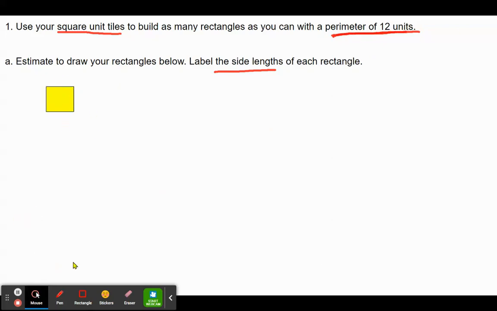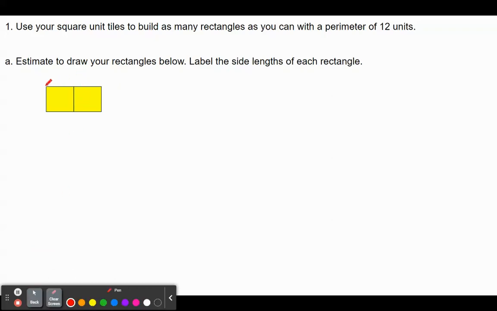So here is 1 square unit. If I were to find the perimeter of this square unit, it would be 1, 2, 3, 4. So the perimeter would be 4 units. That's not quite enough. All right, let's do maybe 2 square units. Well, that gives me a side length of 2, another side length of 2, 1, and 1. So if I were to add 1 plus 2 plus 1 plus 2, that would give me a perimeter of 6. Well, that's not right.